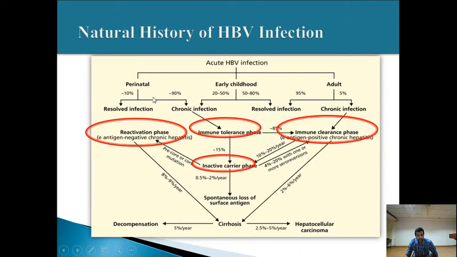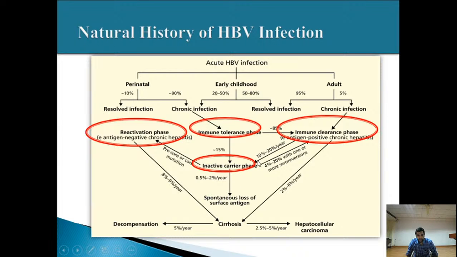Children, on the other hand, directly go to immune tolerant phase. They stay there for some 10 to 20 years, and when the viral titer becomes really high and the immunity matures, when they become 20-25, at that point they go into this immune clearance phase, and from there they go into this phase and this phase.